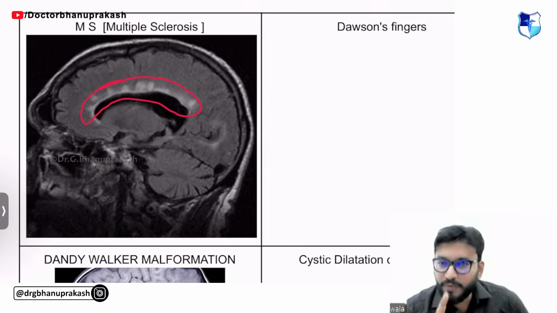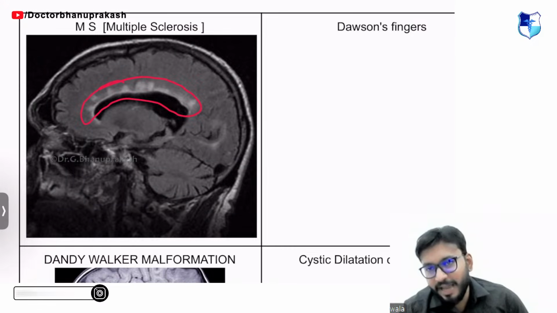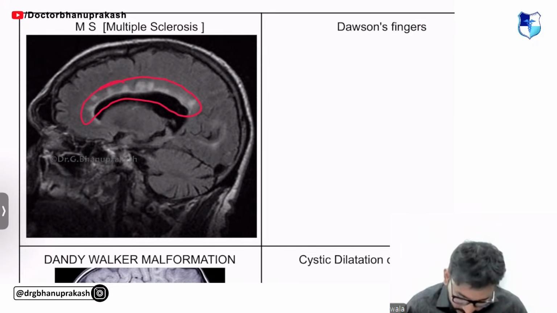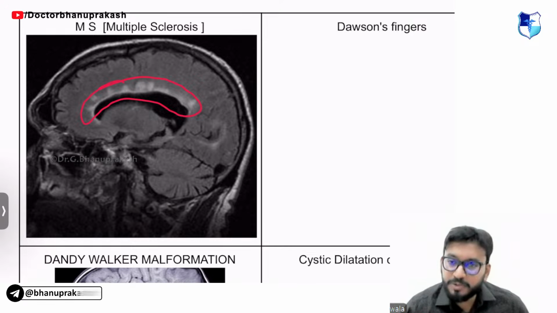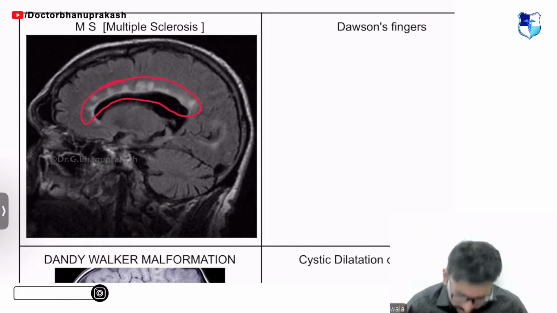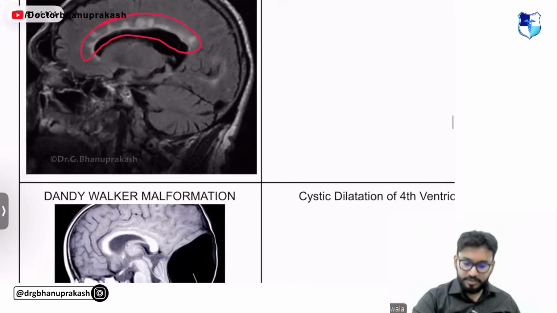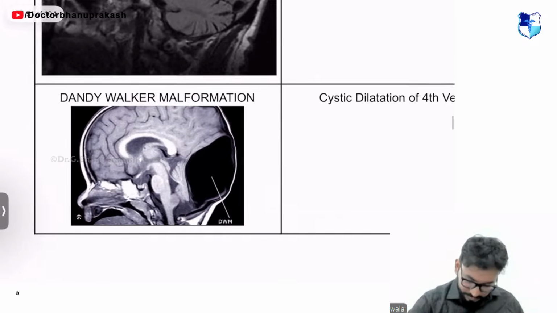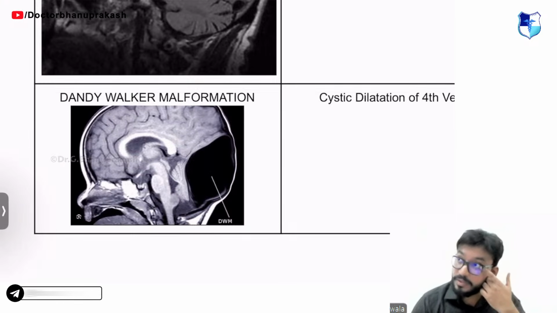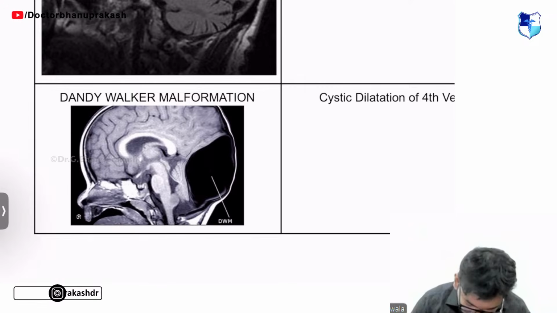I told you when we were studying MRI sequences for periventricular pathology, which sequence is used? Which sequence helps you identify the periventricular pathologies? Come on, anyone? Fast, guys. It is the FLAIR sequence, guys. FLAIR: fluid attenuation inversion recovery sequence.